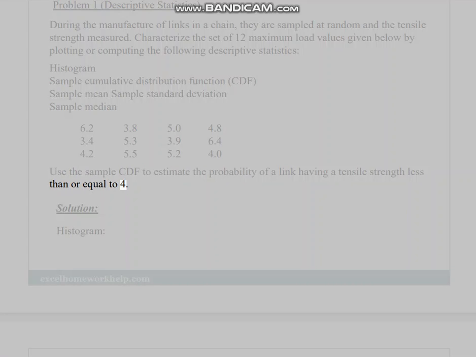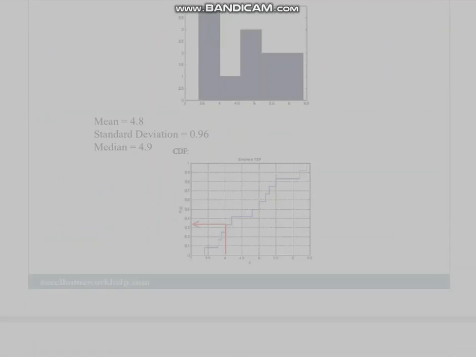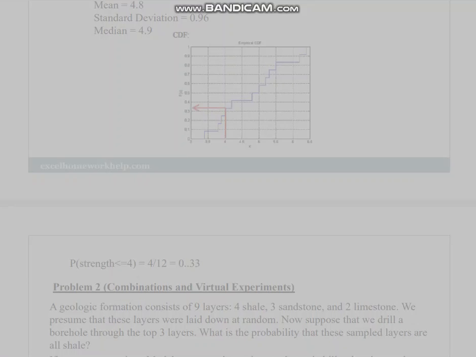equal to 4. Solution. Histogram. Mean equals 4.8. Standard deviation equals 0.96. Median equals 4.9. P(strength <= 4) equals 4/12 equals 0.33.